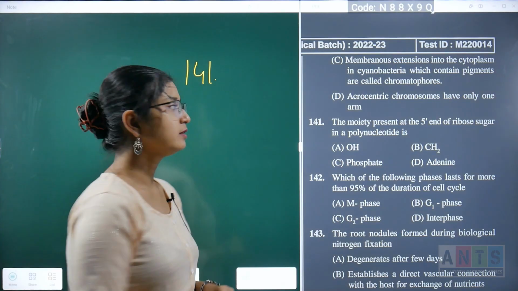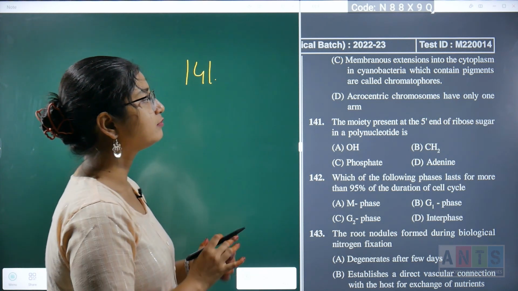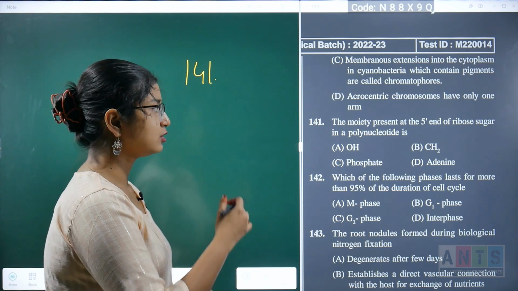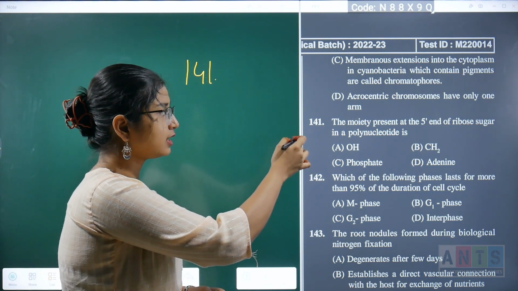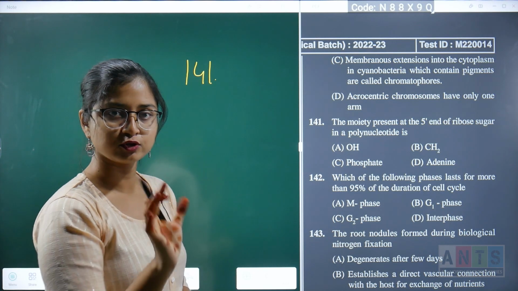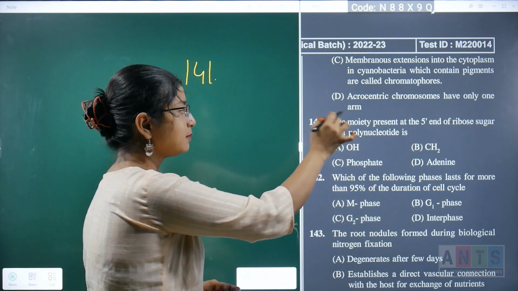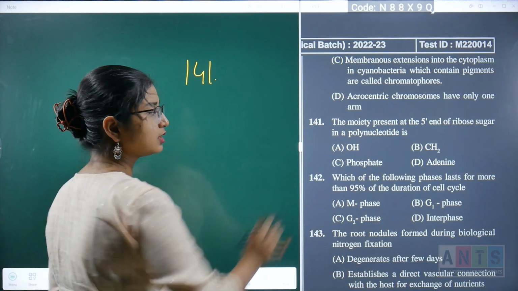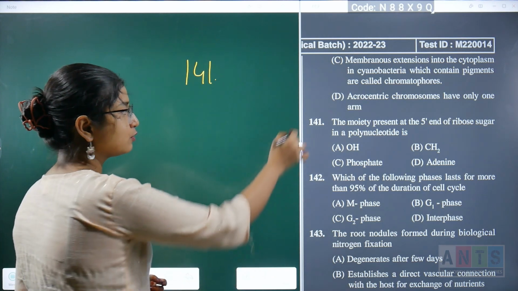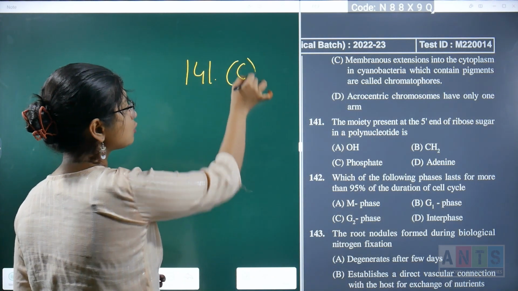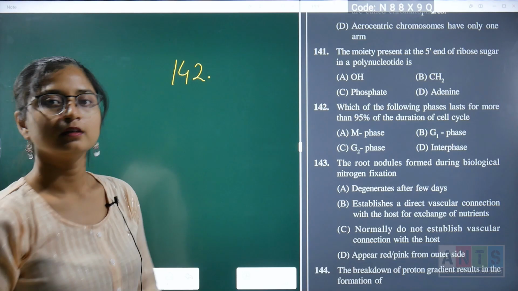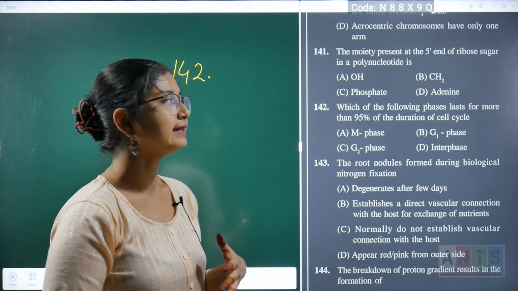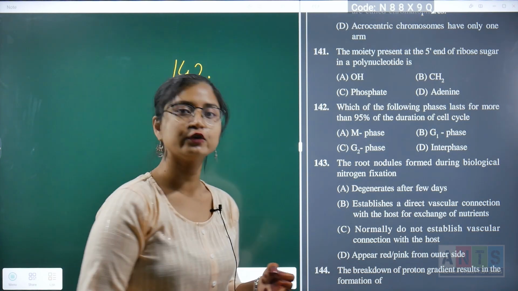Now question number 141, the moiety present at the 5' end of ribose sugar in a polynucleotide is. So let it be a polynucleotide consisting of any particular nitrogenous base. The 5' end is going to contain a phosphate group. So 141, the correct answer is option C, phosphate. Now question number 142, which of the following phases lasts for more than 95% of the duration of cell cycle?